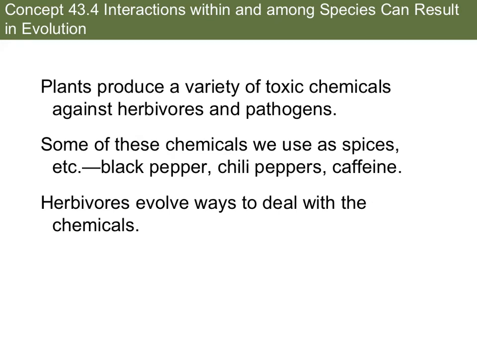Plants produce a variety of toxic chemicals against herbivores and pathogens. Some of these chemicals we use as spices. For example, black pepper, chili peppers, that capsaicin, caffeine, all of these are poisons. Well, I don't want to say poisons, but they're chemicals that plants use to keep other organisms from eating them.